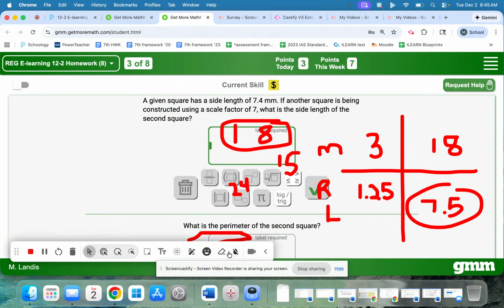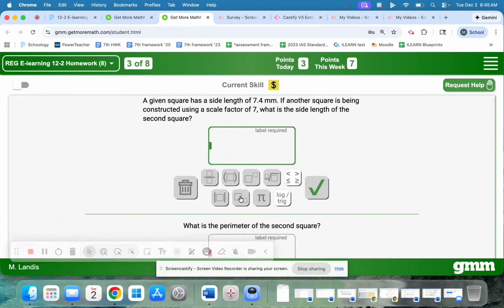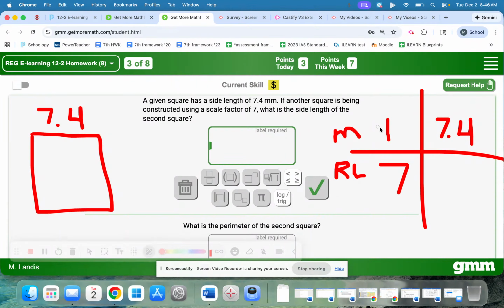Okay, next one, last one that we'll do, but please feel free to email me anytime you guys have questions. Okay, a given square has a side length of 7.4. If another square is being constructed using a scale factor of 7, so what that means is in real life it's going to be 7 times bigger. So for every one in the model, it's 7 times bigger in real life.